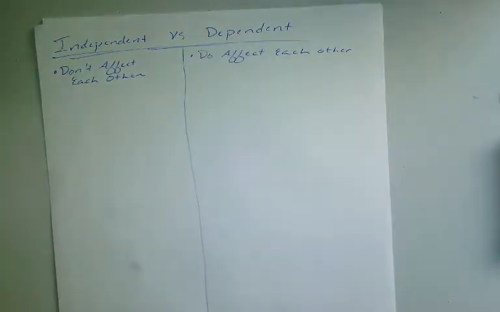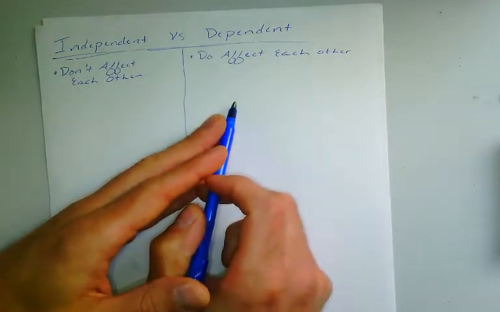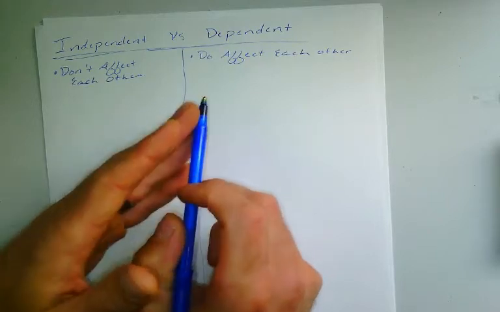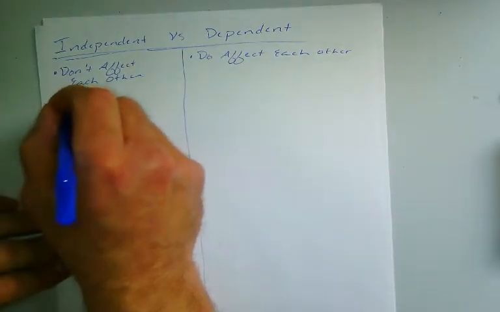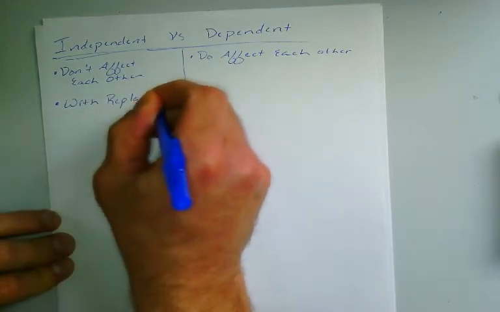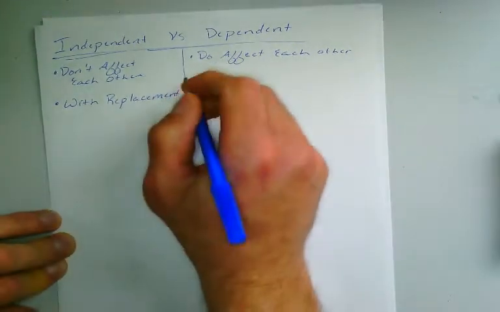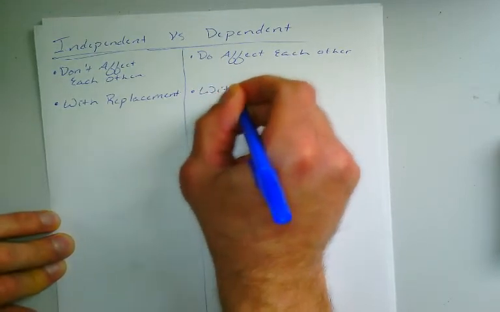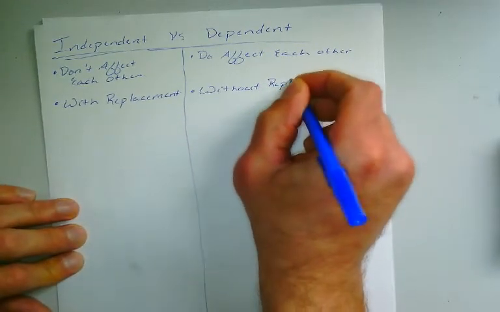Alright, now there are some very common phrases often used in 7th grade to help us determine whether we're looking at independent events or dependent events. Those phrases are with and without replacement. Independent events will often say with replacement. Dependent events will often say without replacement or without replacing. Those are useful phrases.